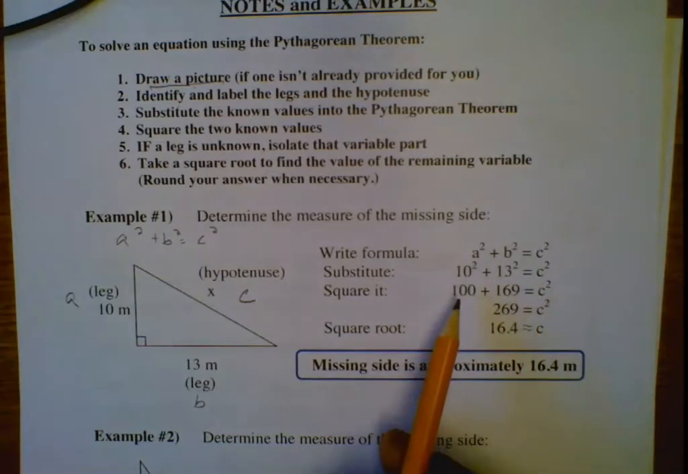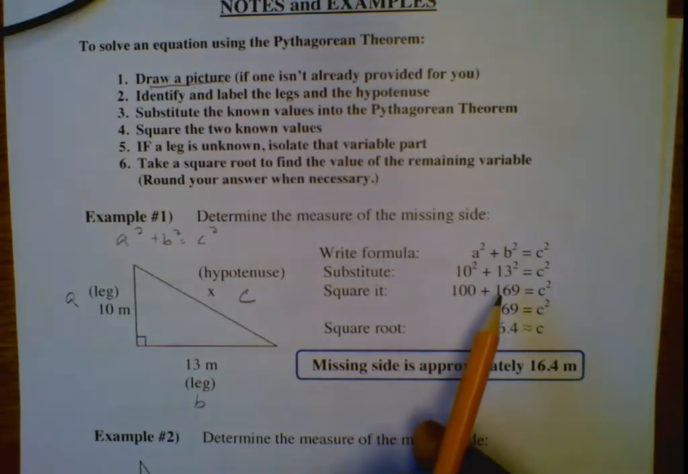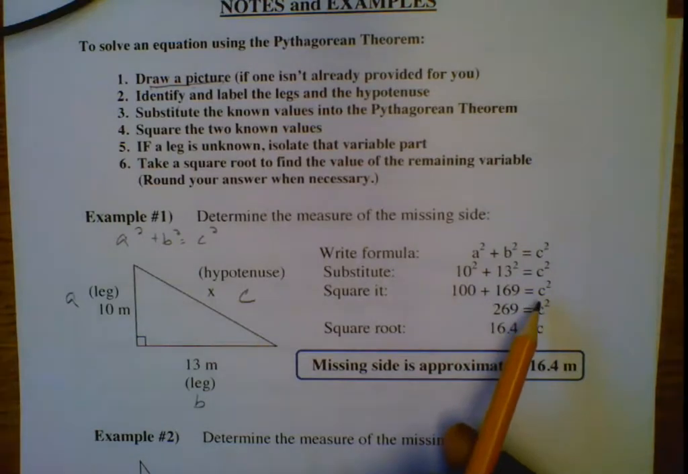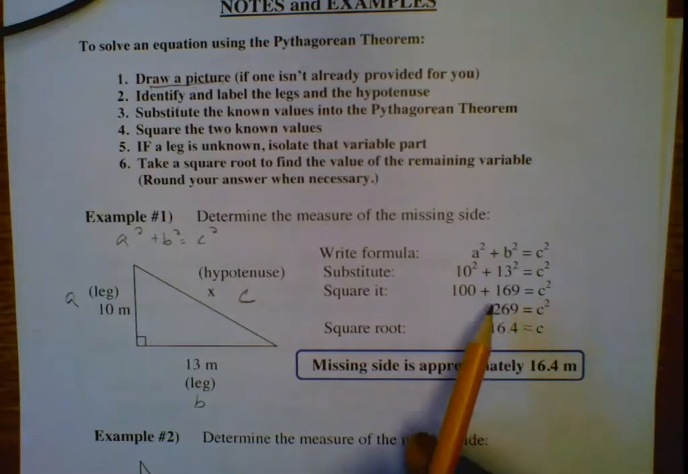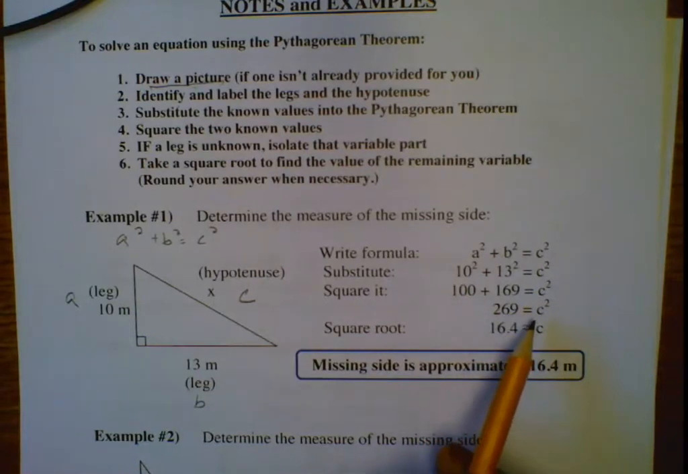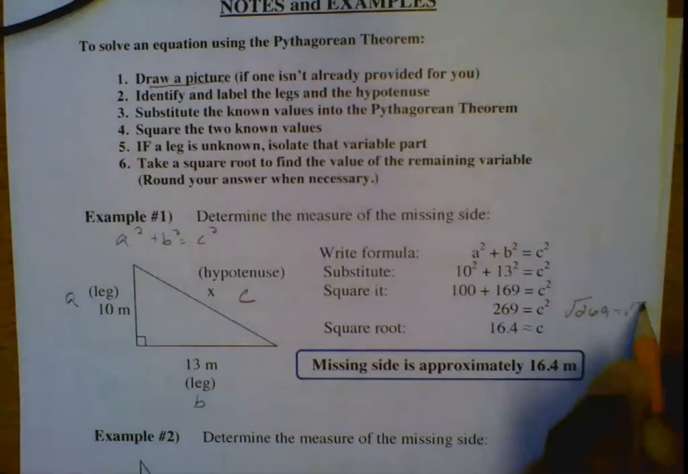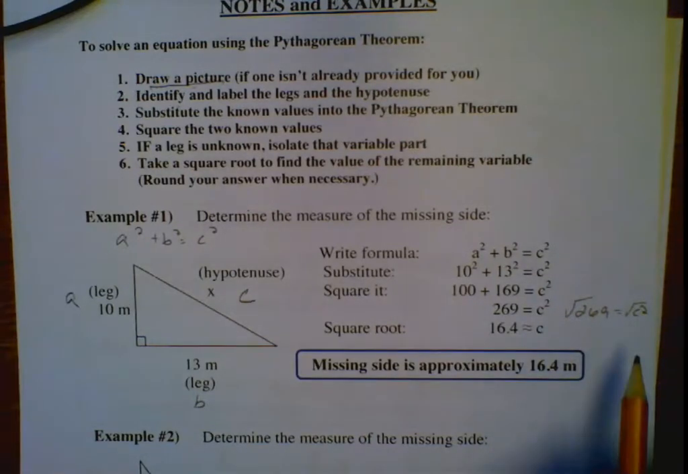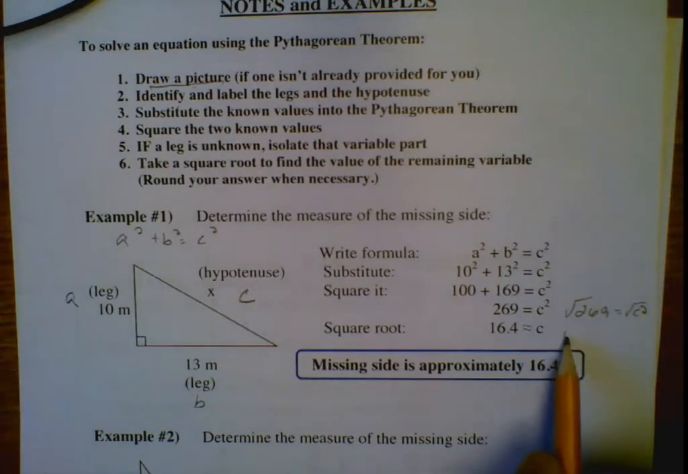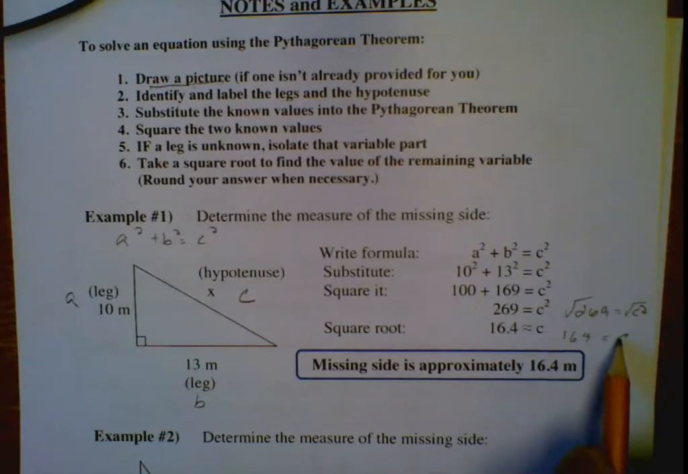So when you square 10, you get 100. When you square 13, you get 169. And C squared is still C squared. 100 plus 169 is 269 equals C squared. To finish solving that, you square root 269. You square root C to the second. By taking the square root of both sides, the left side becomes 16.4. And the right side is just C.